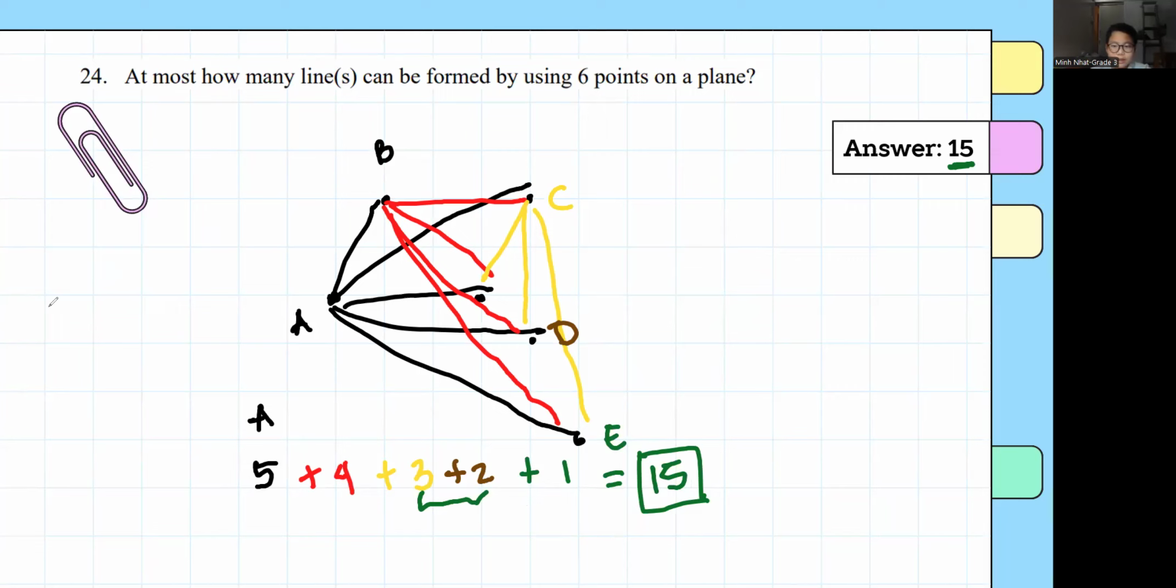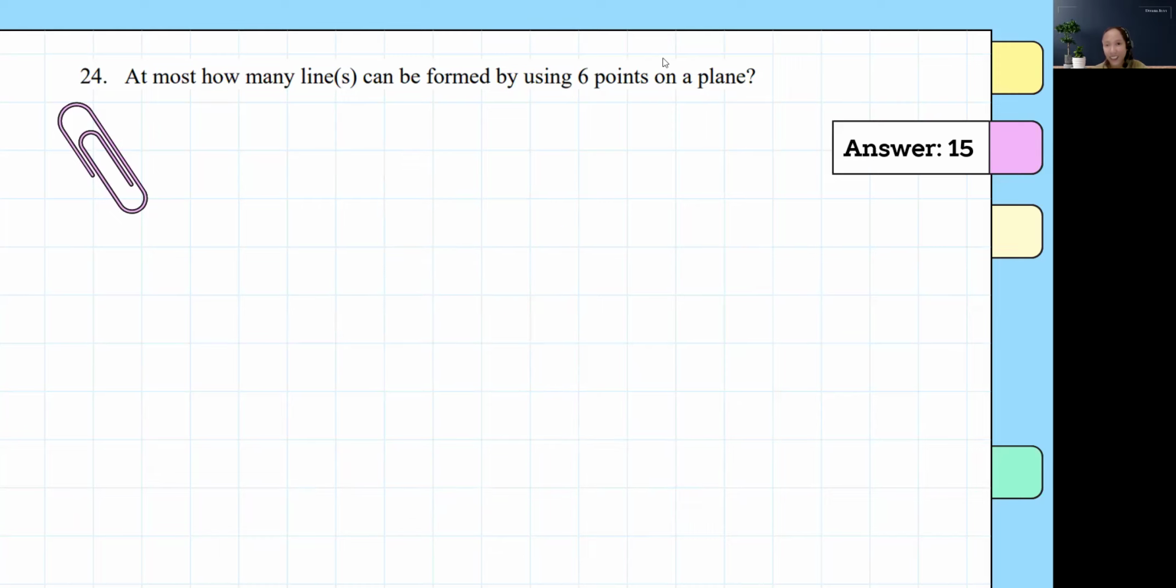Teacher, there's another point in it, but it has... Yeah, it's 0 because it's connected to everything already. Yes, that is right. I appreciate it. Let's go to number 25 then.